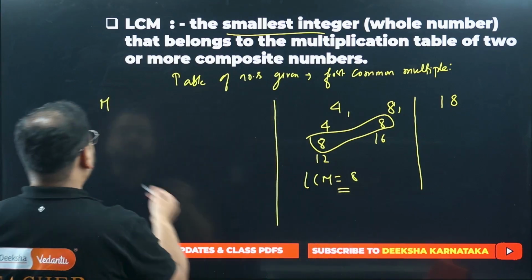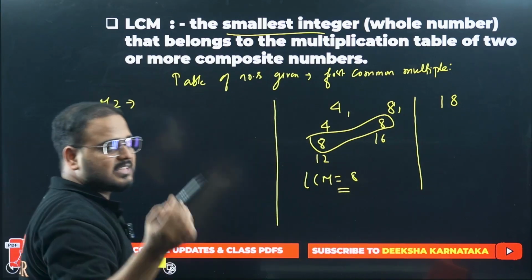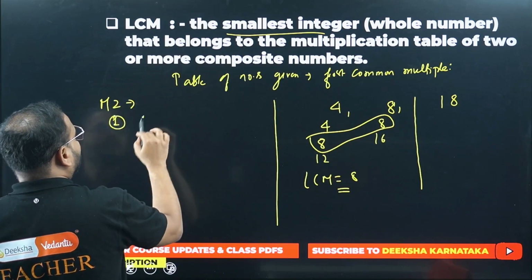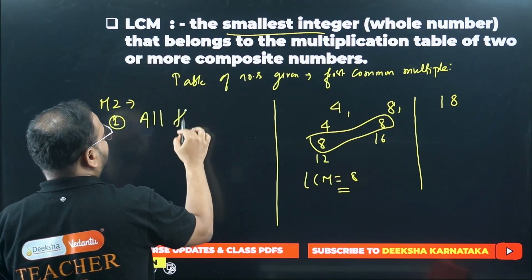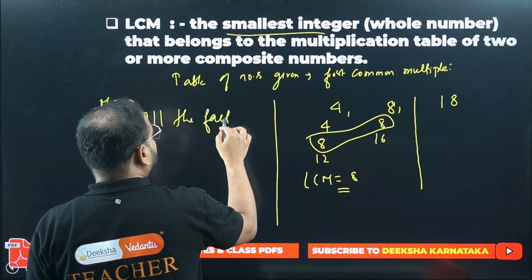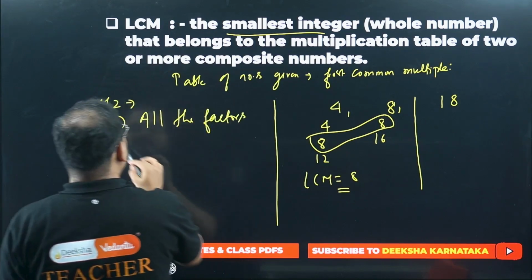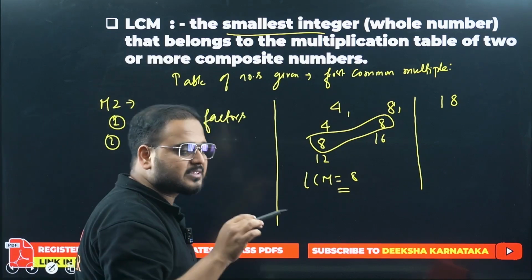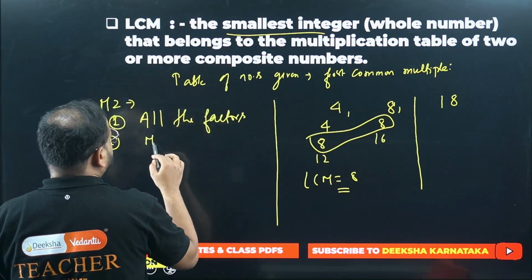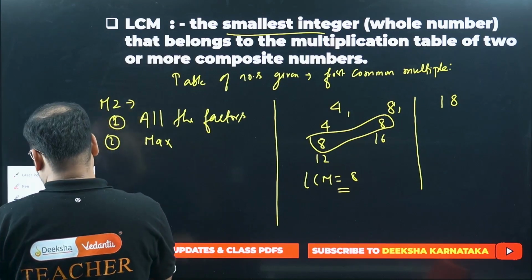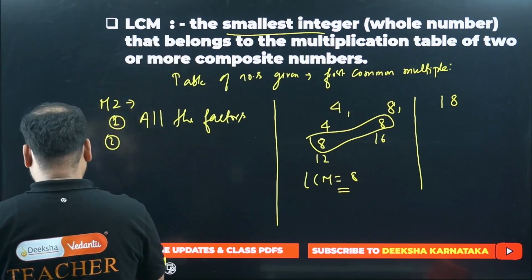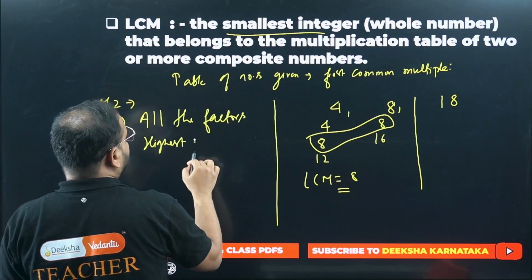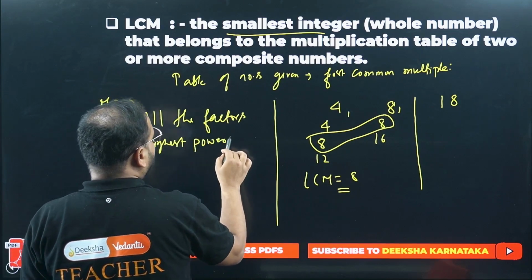Okay. What about method number 2? Method number 2 is the same thing. But over here, step 1 will be what, bacha? Step 1 will be not just common factors, write all the factors. And second is what? Highest power. If you were taking least power in the previous case, over here we'll take highest powers. So highest power we will consider.